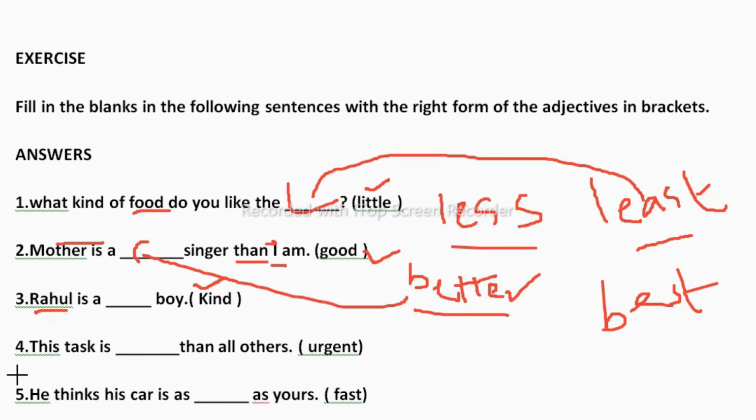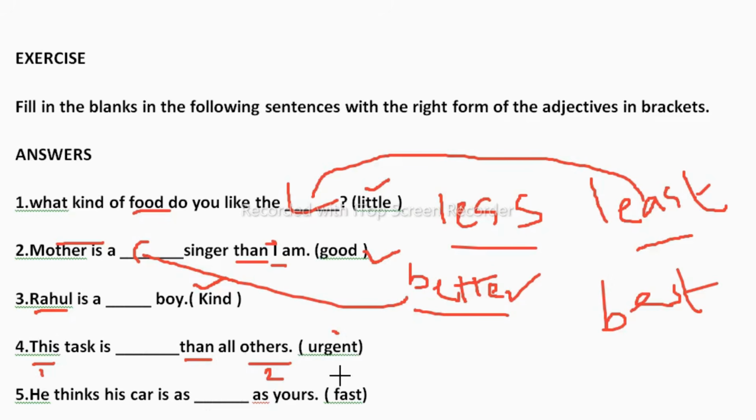Next one, this task is dash than all others. So again comparative degree is there. Students, we have to write the comparative degree word here, because than is there, and this task is dash than all others, means we are talking about one task, this task, and other tasks. So we are comparing two things here, first task and second task. So we are comparing here, we have to use the word urgent, and we have to make a comparative degree word here. So urgent is there.